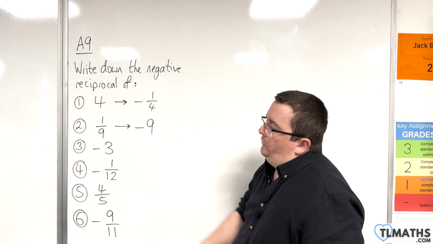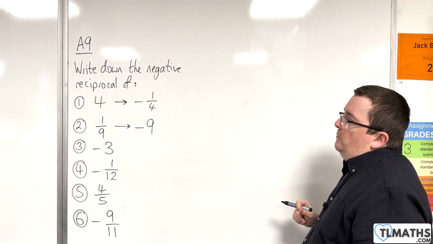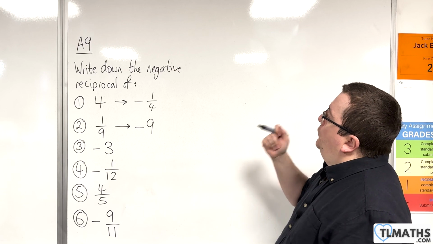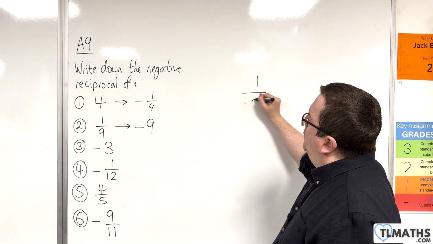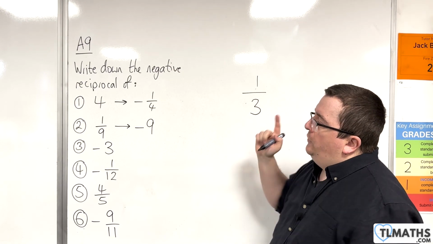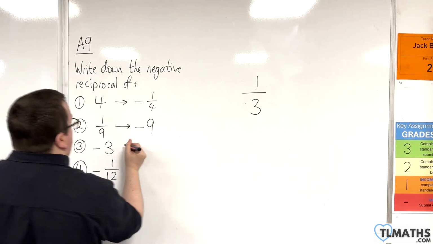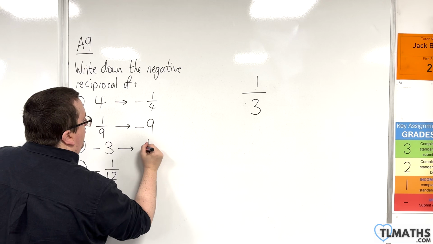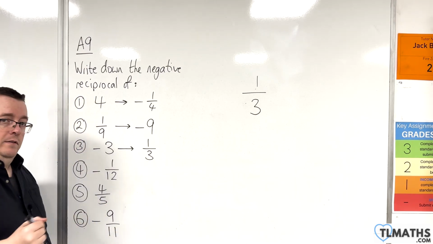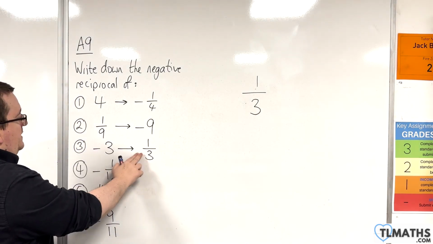So for minus 3, just focus on the 3 for the moment. The reciprocal of 3 is 1 over 3. And we then need to change the sign. So minus 3, the negative reciprocal, will just be positive 1/3. So it goes from a negative to a positive.